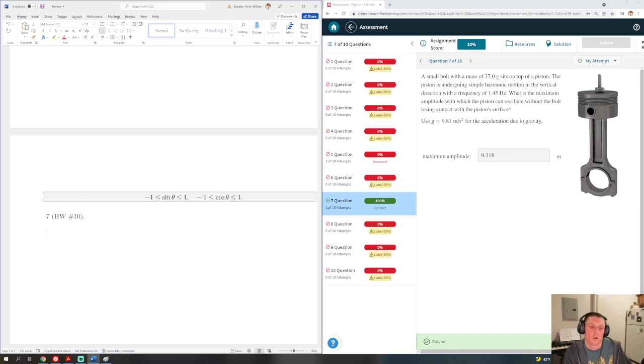Okay, so what we would want to do here is, I'm not going to draw it unless people really want me to, but I'm going to say, consider the free body diagram of the bolt, right? We would have a normal force pointing up, and let's call this normal force just N.